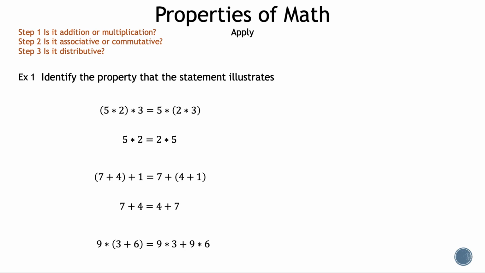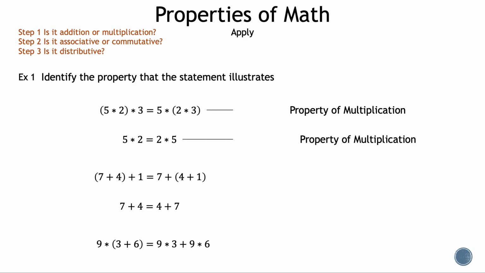Let's read them. The first one, the quantity of 5 times 2 times 3 is equal to 5 times the quantity of 2 times 3. The second one, 5 times 2 is equal to 2 times 5. The third one, the quantity of 7 plus 4 plus 1 is equal to 7 plus the quantity of 4 plus 1. The fourth one, 7 plus 4 is equal to 4 plus 7. And the last one, 9 times the quantity of 3 plus 6 is equal to 9 times 3 plus 9 times 6.